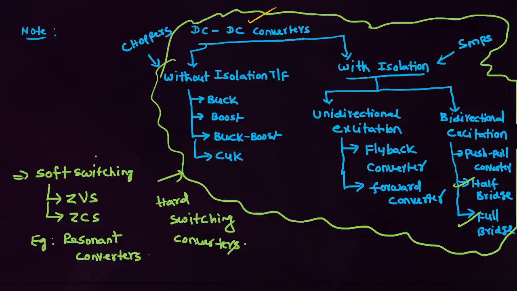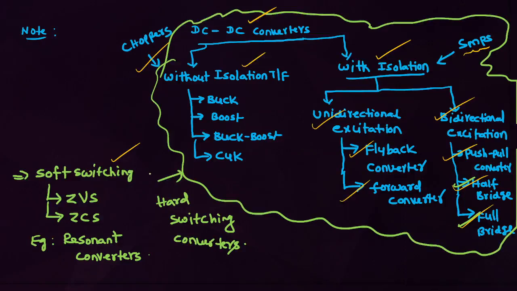Then these observations also you have to remember. Not that important, but mainly from the GATE and ESE point of view it is important. Then there is DC to DC converters, without isolation and with isolation. With isolation transformer, those are called SMPS. Without isolation, those are called choppers. Both are DC to DC converters. Now, with isolation SMPS, there are unidirectional excitation and bidirectional excitation converters. Which are the unidirectional excitation converters? Flyback converter, forward converter. Which are the bidirectional excitation converters? Push-pull converter, half-bridge converter, full-bridge converter. Important for theory questions also.